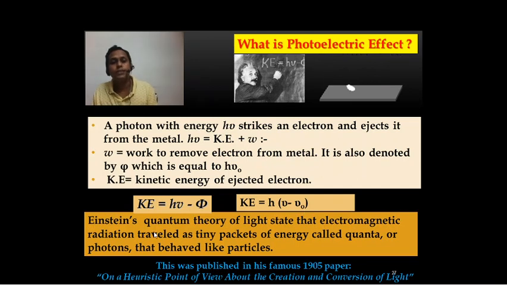Okay, so Einstein's quantum theory of light states that electromagnetic radiations travel as tiny packets of energy called quanta or photons and behave like particles. See, this was published in his famous 1905 paper on a heuristic point of view about the creation and conversion of light. The title of the research paper is this.